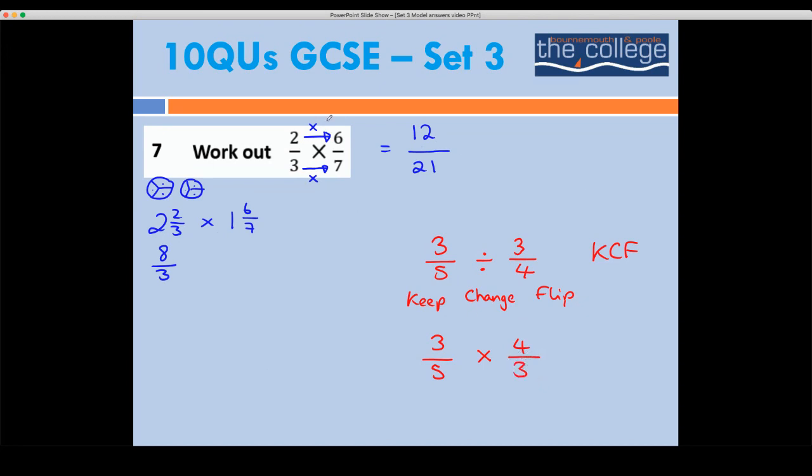Now we are in the same situation as up here. We now just have to do numerator times numerator, denominator times denominator. So that would give us 12 over 15. And that can actually be simplified down. They'll both divide by 3, so we get 4/5 as the answer there.